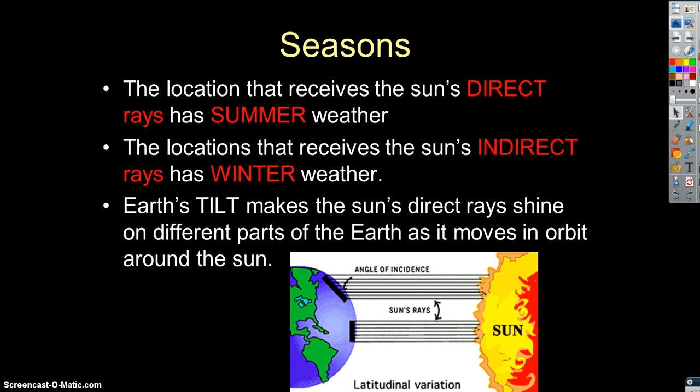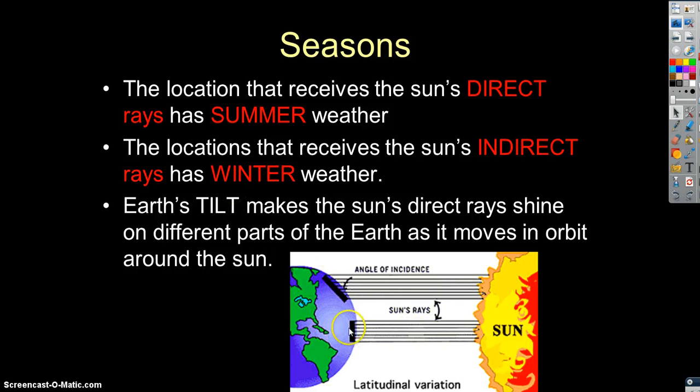Now, seasons. If I ask you on a test, what causes the seasons, you need to tell me that it's Earth's tilt on its axis and wherever the sun's direct rays are shining gives us summer, and wherever the indirect rays are shining gives us winter.